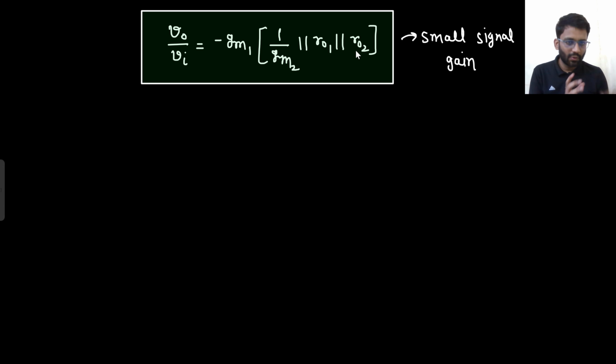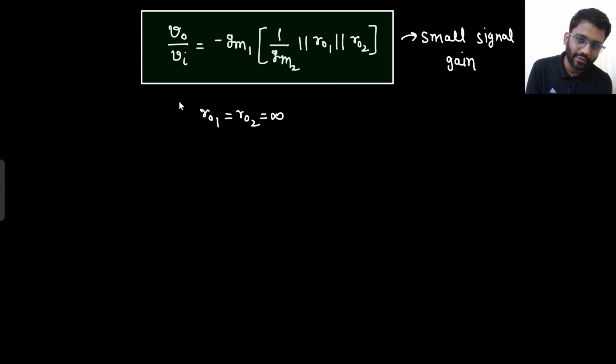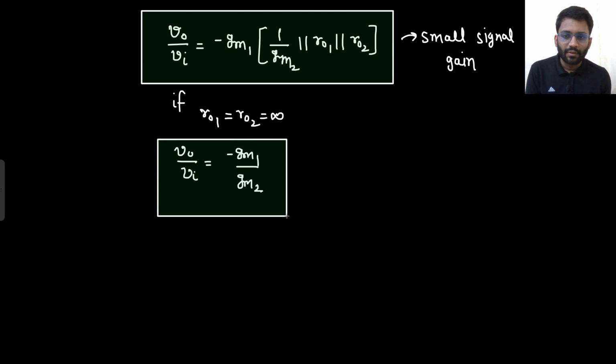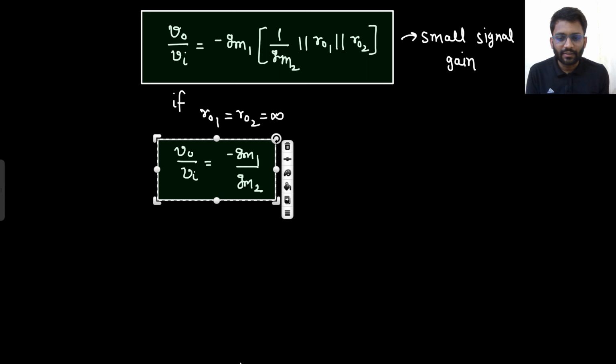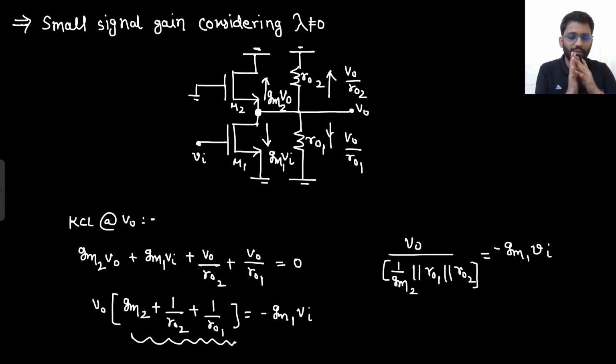And if R naught 1 and R naught 2 are infinity, that means they are very large, if R naught 1 is equal to R naught 2 is equal to infinity, then what will be the gain? Gain will be minus gm1 by gm2. Look, no complex circuitry, nothing, just simple current. No circuit you need to draw, no T model, pi model, nothing. Simply by the current equation you are writing it. And once you are comfortable with all those things, you will be writing it very, very quickly.